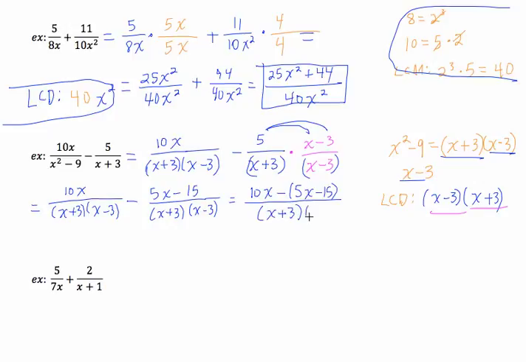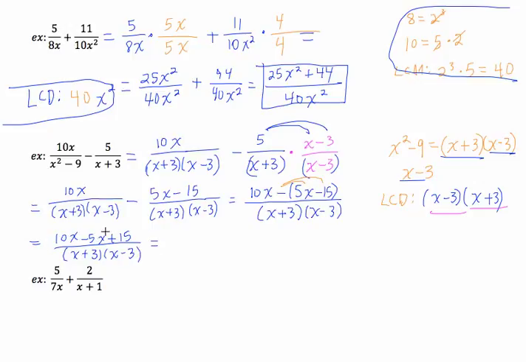plus 3 times x minus 3, which gives us, let's see, before we can cancel factors, we must simplify the numerator. Well, to do that, we need to combine like terms. So we do need to distribute this minus so that we can combine the 10x and the 5x term. So we have 10x minus 5x plus 15 all over x plus 3 times x minus 3.